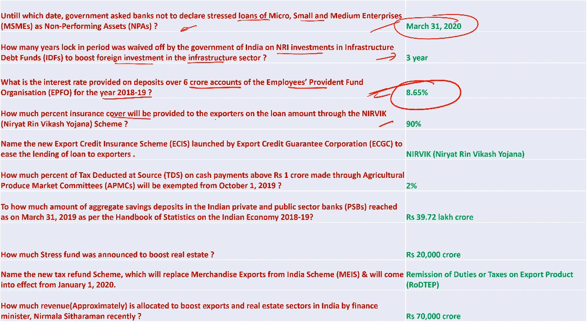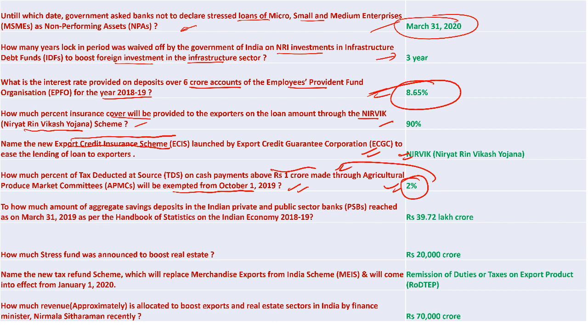90% is the insurance cover that will be provided to exporters on the loan amount through the Nirvik scheme. That's Niryat Rin Vikas Yojana. That's your Nirvik, the new export credit insurance scheme. Just know this, Nirvik becomes important. TDS on above 1 crore withdrawal, we have already seen this a lot of times from the budget itself, right? The 2% TDS through APMC will be exempted. This is from October 2019. The question is, the cash payment above 1 crore was supposed to attract TDS of 2%, that gets exempted for your Agriculture Produce Market Committee.